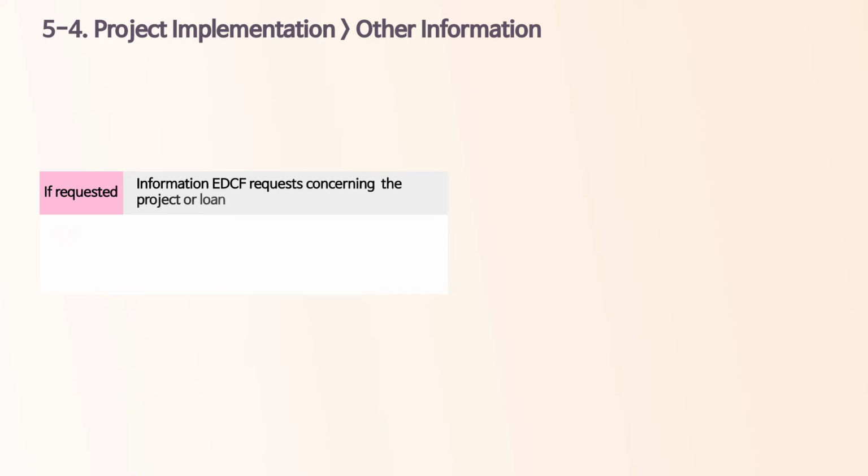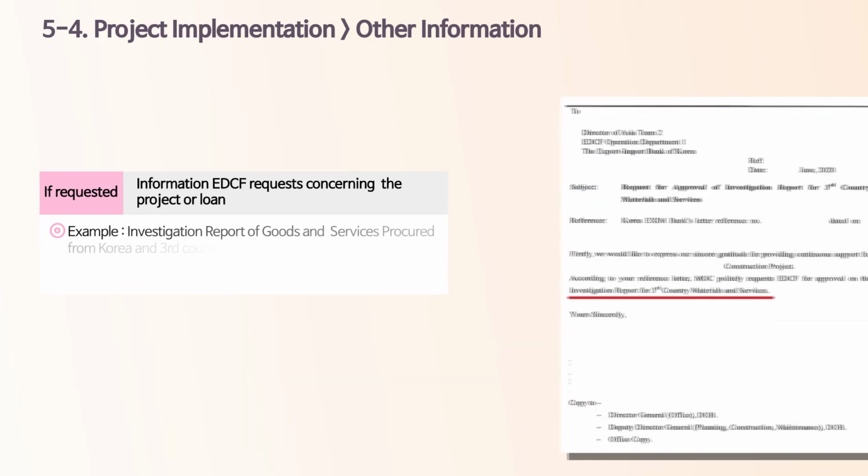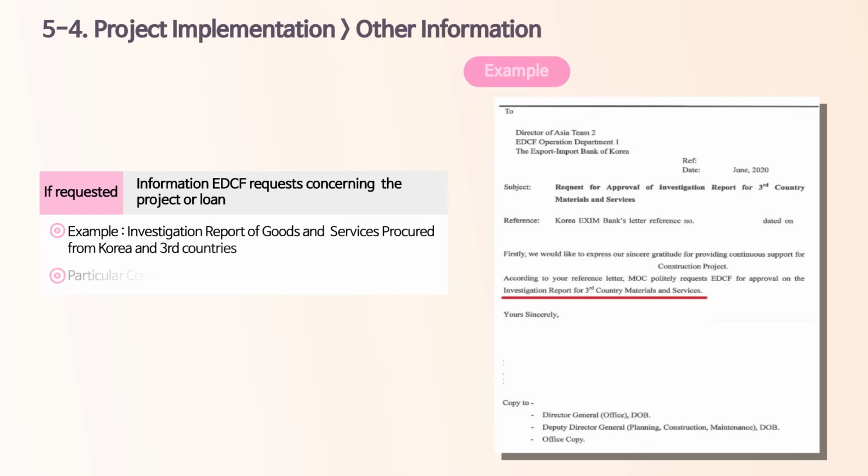So, we're almost at the end of the project implementation stage. But, before we move on to the next step, please be reminded of just one more article in the LA. According to Section 5.02c in the LA, the borrower shall provide such information as EDCF may reasonably request concerning the project or the loan. Contents of such information can vary from case to case. To quote just one example, if EDCF requests to distinguish the proportion between Korean and third countries' contents, the borrower should submit the relevant report as shown.